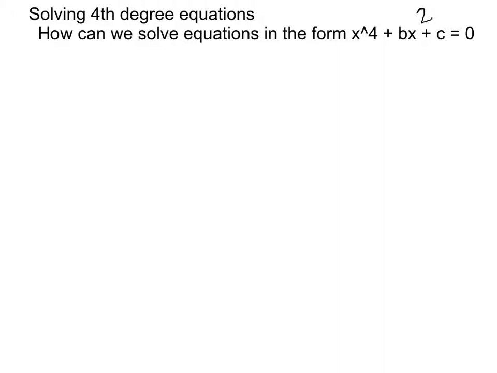I'm sure Dalton is yelling out mistake right now. So x to the fourth plus bx squared plus c equals 0. The nice thing about these types of equations is that if I am trying to solve them, I'm going to use some methods very similar to that I've used with solving quadratic equations.